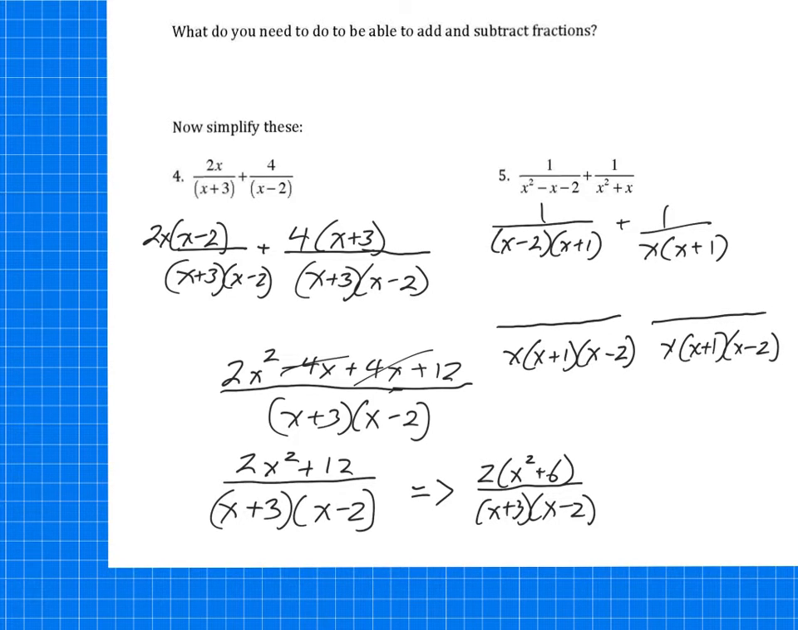Now what I need to do is create an equivalent fraction. It looks like I just multiplied the denominator by x here, so I need to make sure I do that to the numerator to keep the fraction the same. And what will I multiply this one by to go from here to here? x minus 2. The x minus 2.